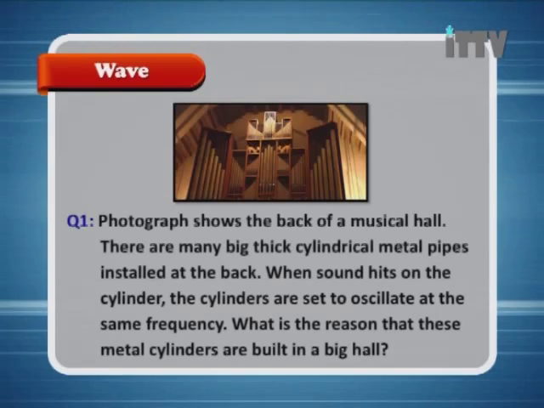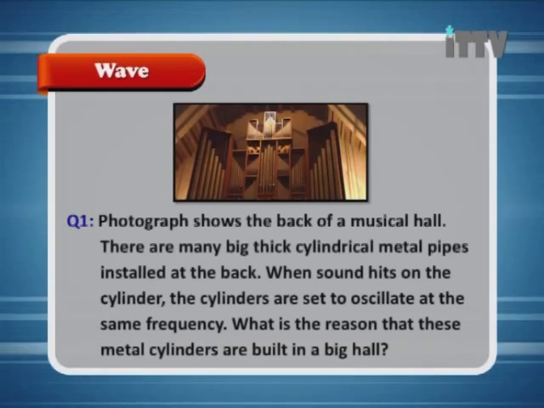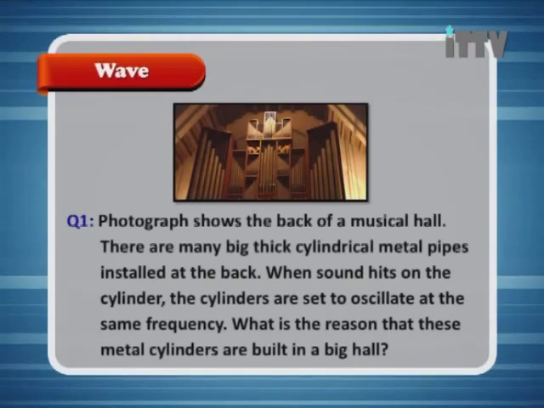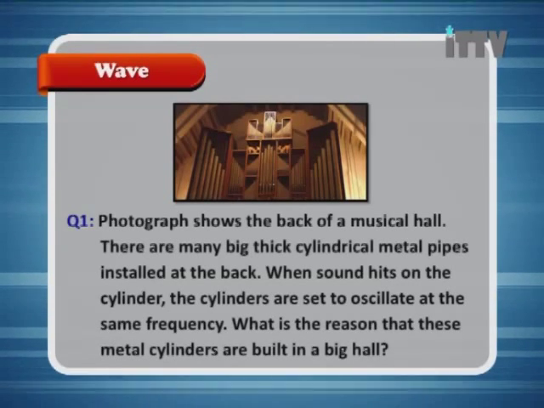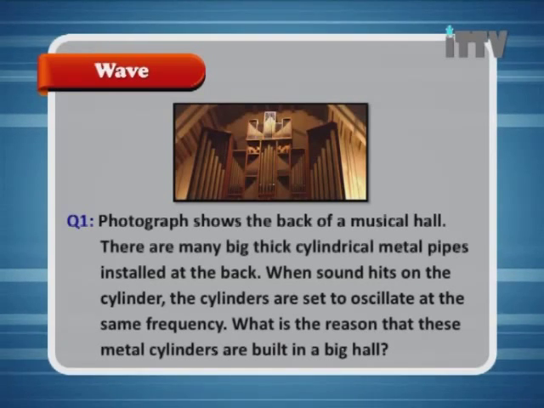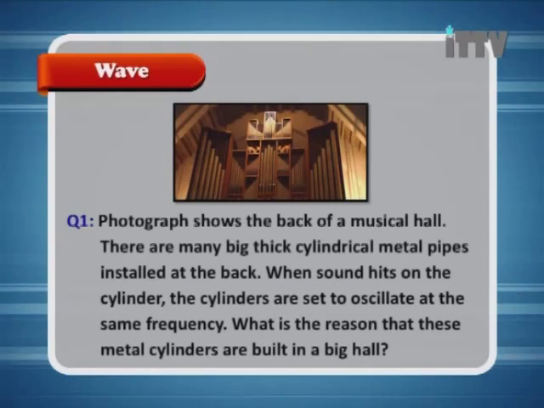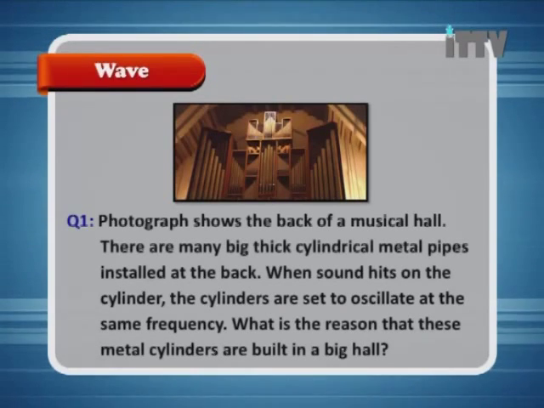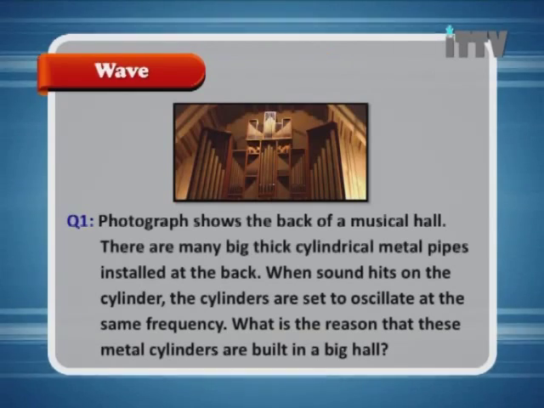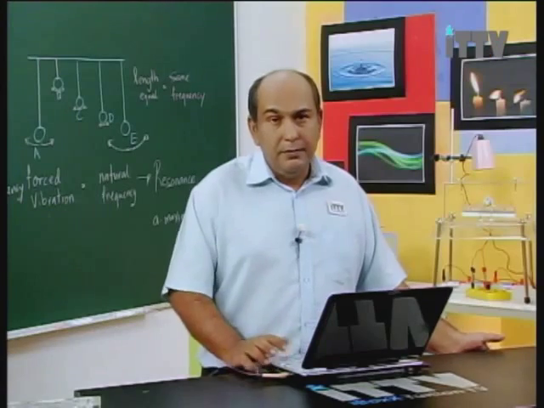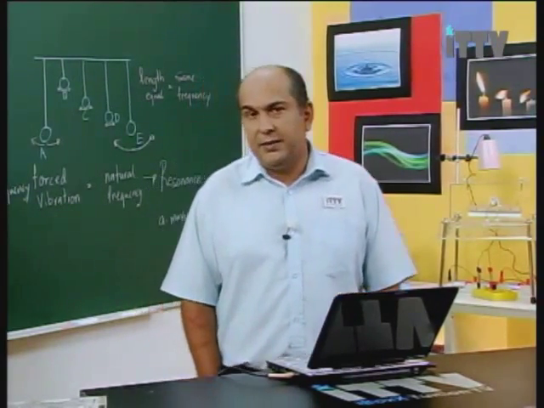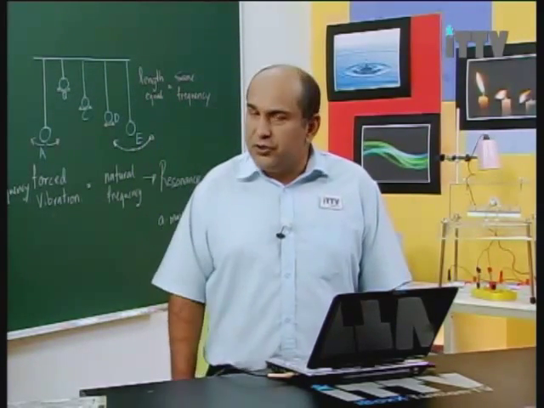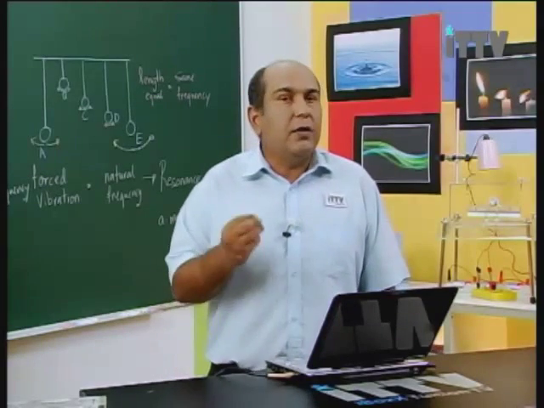Exercise. In the photograph, it shows the back of a music hall. There are many big, thick, cylindrical metal pipes installed at the back. When sound hits the cylinders, they are set to oscillate at the same frequency. What is the reason that these metal cylinders are built in a big hall? We've just discussed this. Why do we put these metal cylinders at the back of music halls? What is it that we want to achieve?